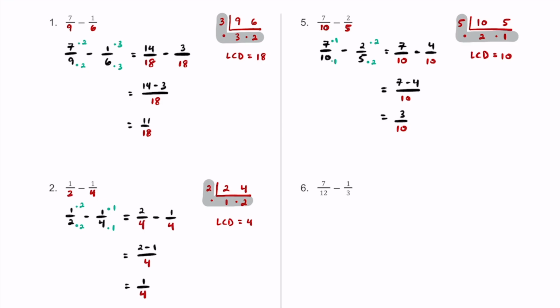For number 6, we have 7/12 and then we have 1/3. So we have different denominators. When do 12 and 3 meet for the first time? So we can get our least common denominator.